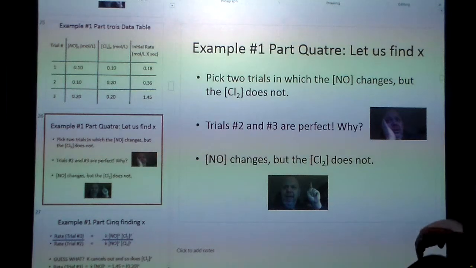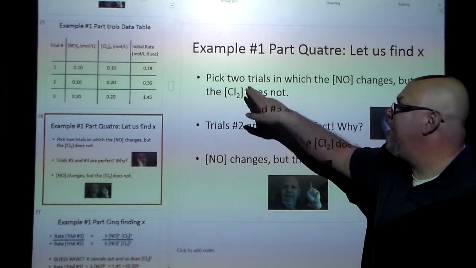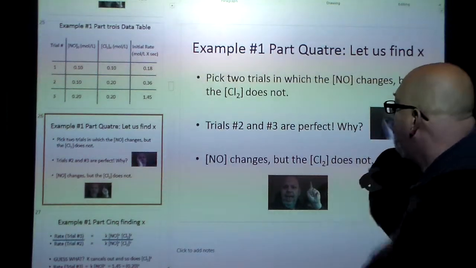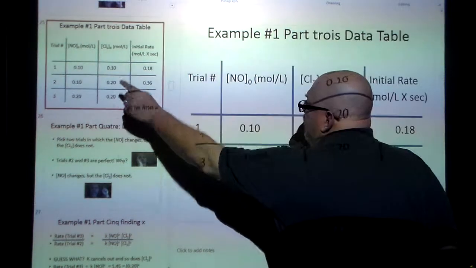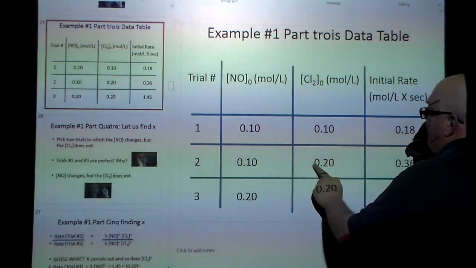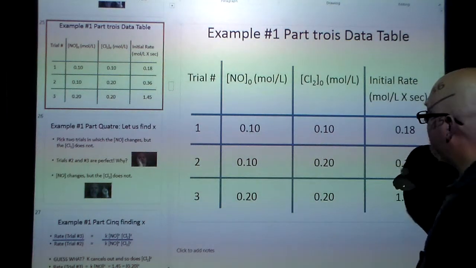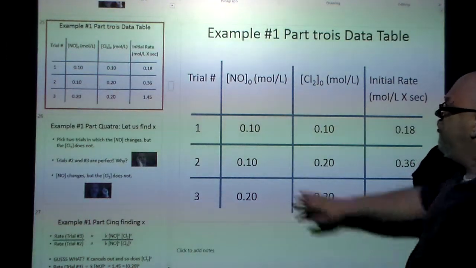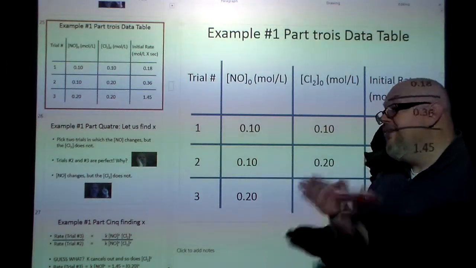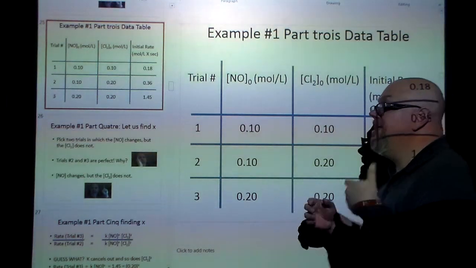Do we raise it to the 2nd, the 3rd, the 4th, that kind of thing. And we can't have the Cl2 changing, because if it changes, we can't figure out what this one is, you see. So trials number 2 and 3, let's take a quick look here. If you notice, here we have 0.20 for the Cl2 and 0.20. Yes, fantastic. There's no change here, but we do have a change here, which is the change in the NO from 0.1 to 0.2.